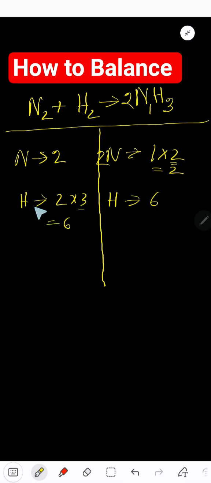If you multiply by something, that something must come before that atom. So this hydrogen has come from here, so this 3 will be here as coefficient. 3 times 2, 6. Look, 2, 2, 6, 6. Everything is balanced. So we can say that this is the balanced chemical equation.